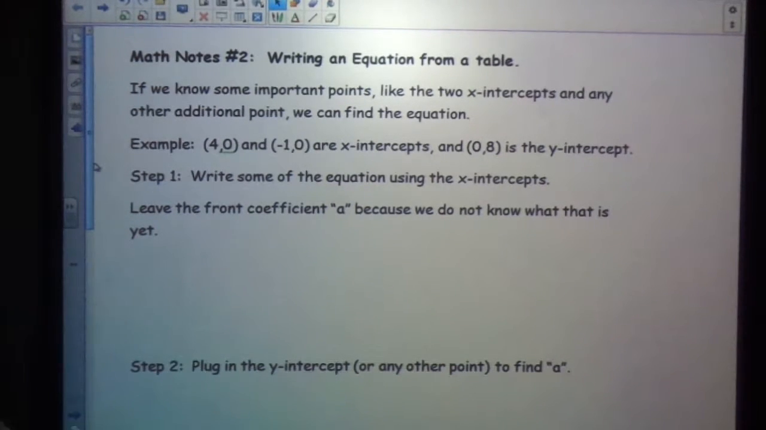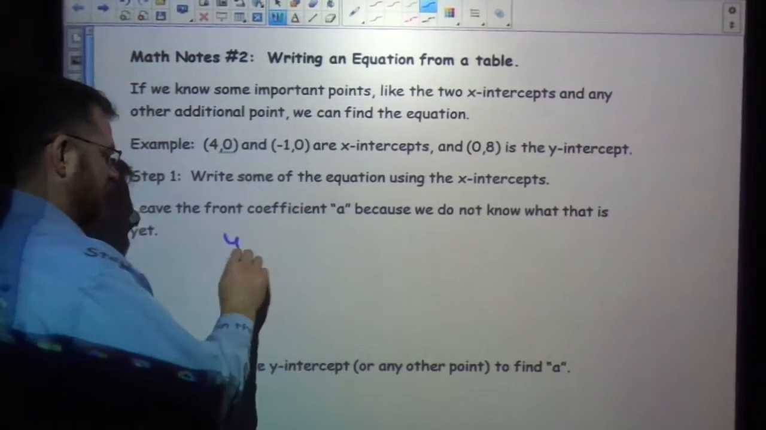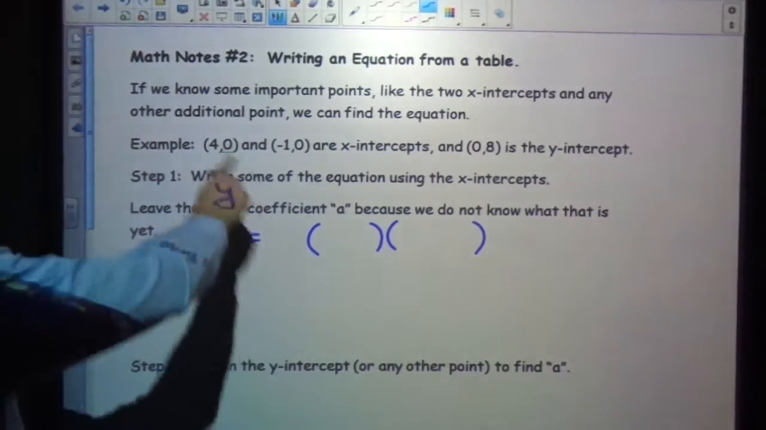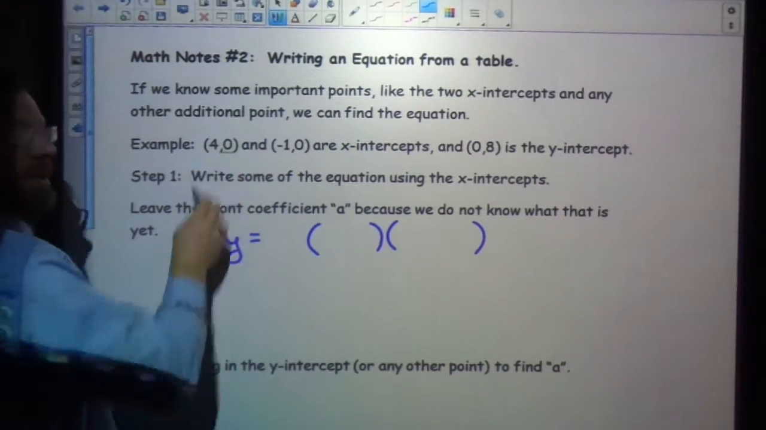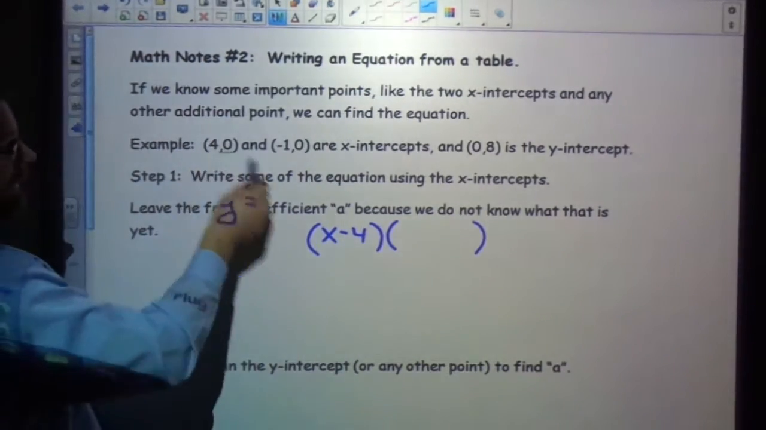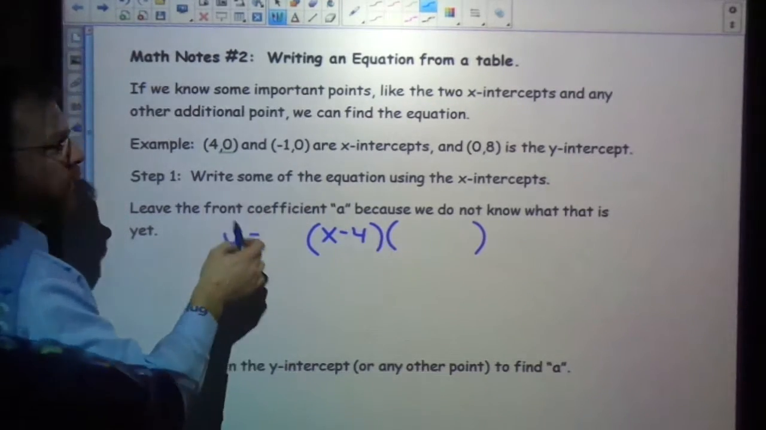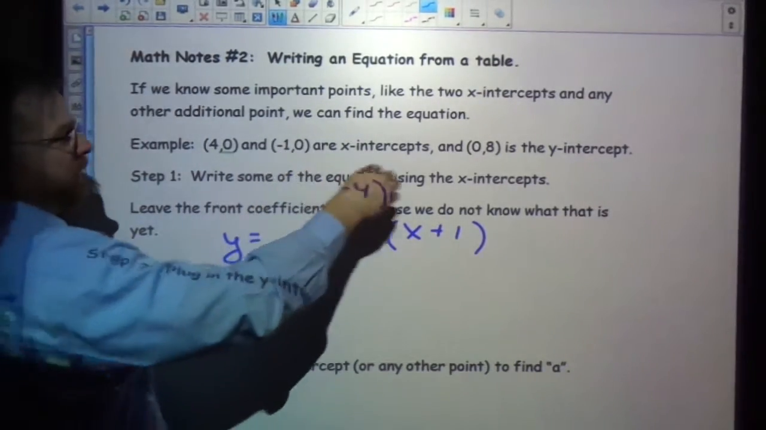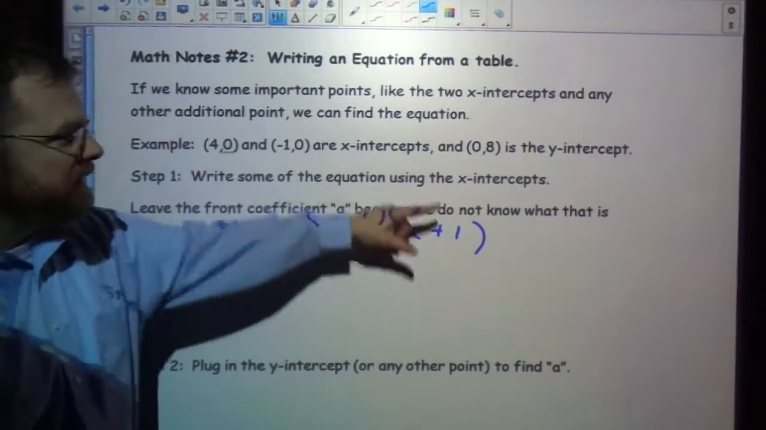Step 1, write some of the equation using the x-intercepts. So what I know is that this is going to look like this. I know there's going to be a factored form, and if these are the x-intercepts, then we want this part to be 0 when x is 4. So we want to write this as x minus 4. So if I plugged in 4, it would make this 0. The other x-intercept is -1. So let's make this x plus 1 so that when I plug -1 in, it makes this 0.